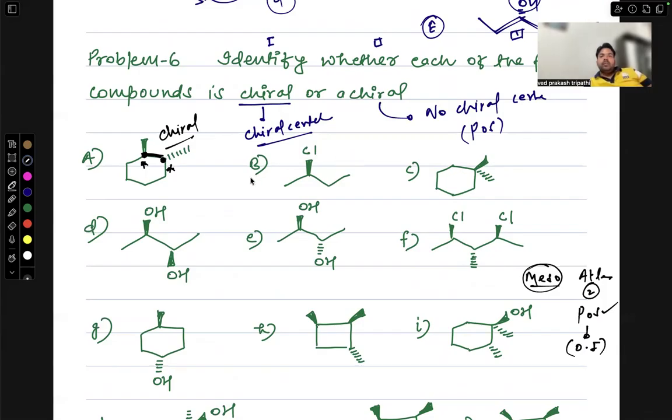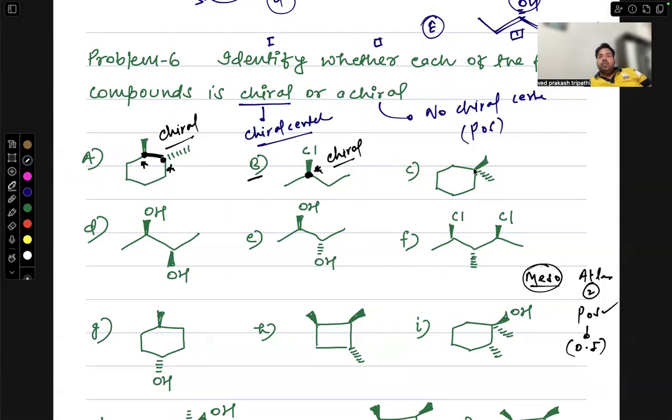Okay. Now look at the B. How many chiral centers in B? I am telling you, we will discuss meso later. The compound A is not meso. Meso means optically inactive and meso must have a plane of symmetry. But compound A has no plane of symmetry, okay? So, okay, what about compound B? How many chiral centers? Just one. And I said that whenever you have just one chiral center, it means no plane of symmetry and it would always be chiral. So this is chiral.